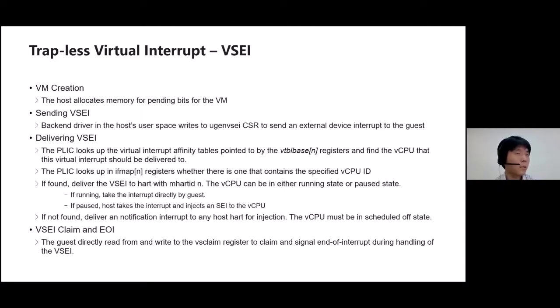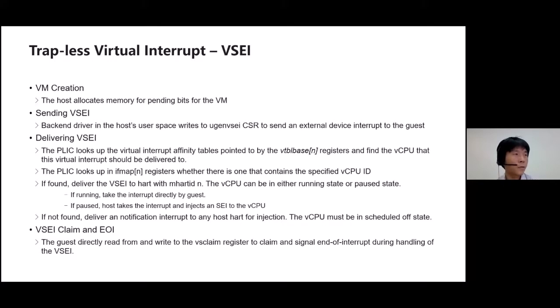When the emulated external device needs to send a virtual supervisor external interrupt to the guest, it writes the new VSCI CSR to send an external device interrupt to the guest. It writes the VMID and the interrupt number into the register so that the PLIC receives this, it looks up the virtual interrupt affinity tables pointed to by the vtable base n registers and locates the vCPU that this virtual interrupt should be delivered to.